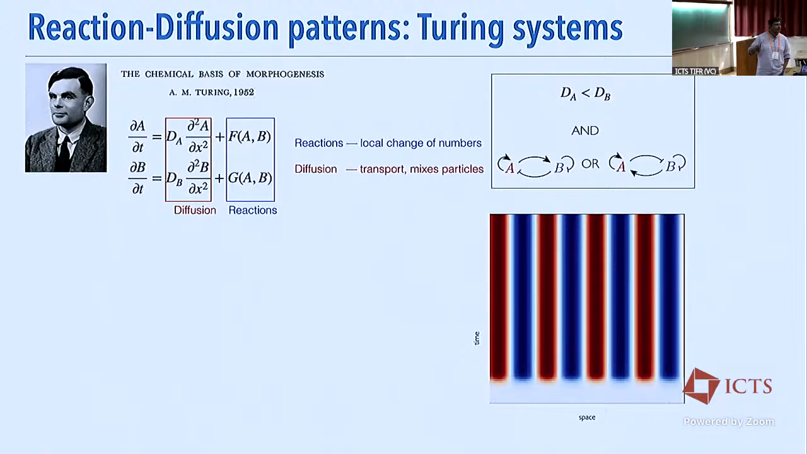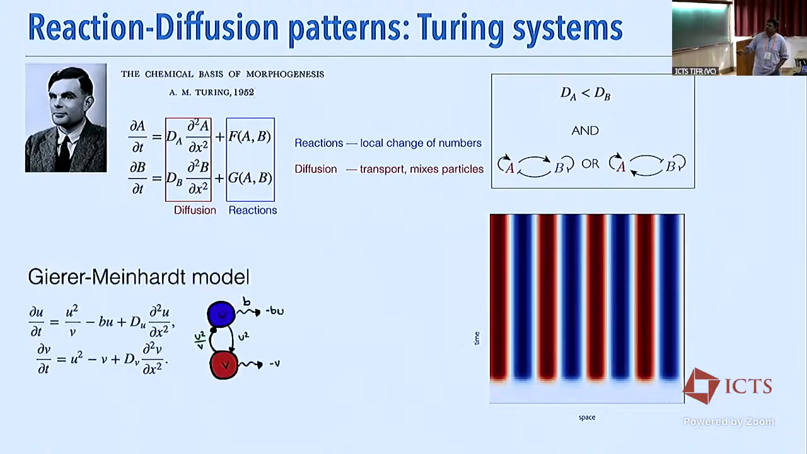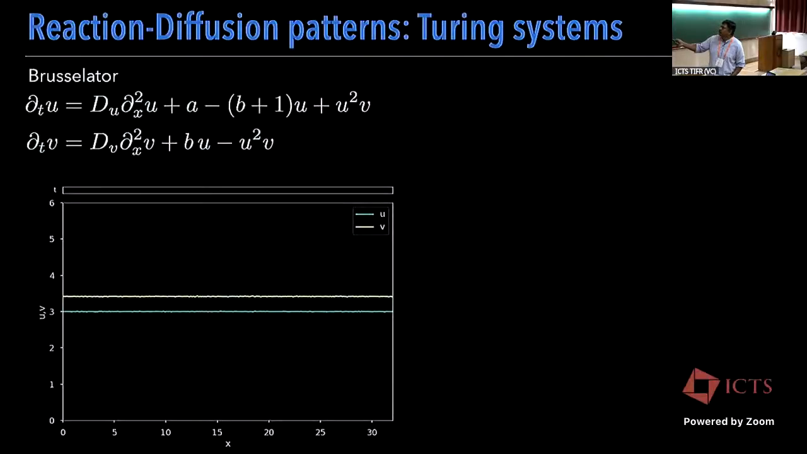One is called an activator-inhibitor system. The other is called an activator-substrate depletion model. So here's an example, the Gierer-Meinhardt model. There are plenty of models people have constructed to explain Turing patterns. So here's one more, the Brusselator. This was discovered in Brussels, and it shows oscillation, so Brusselator.